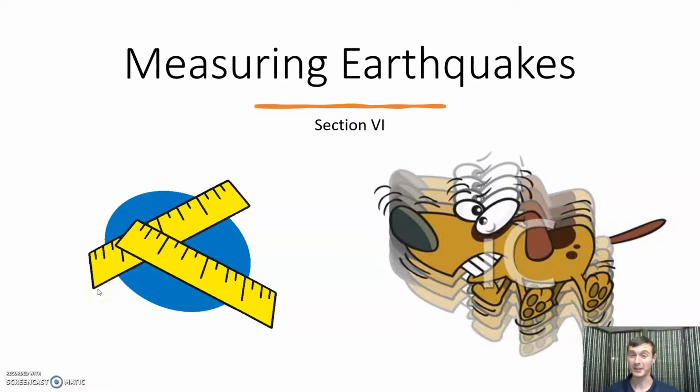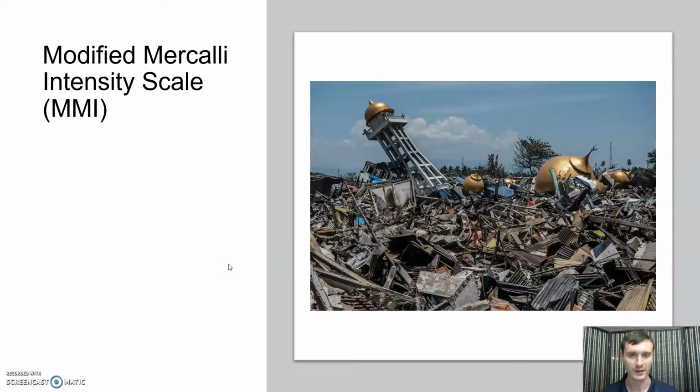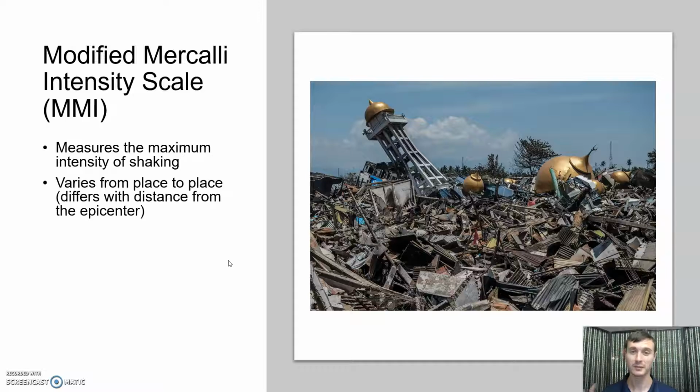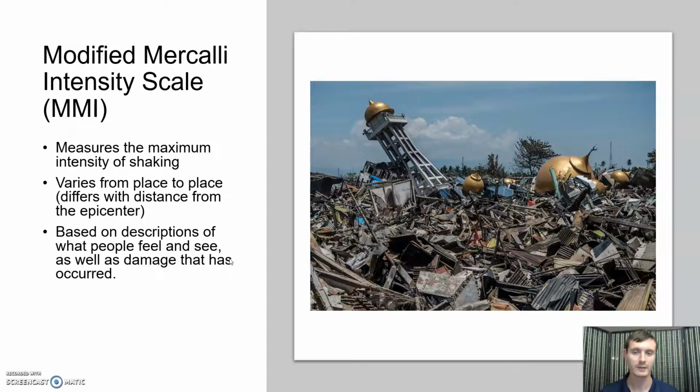Alright everybody, final section, we're going to talk about measuring earthquakes. So the first way to measure earthquakes is called the Modified Mercalli Intensity Scale. And what is this? We're looking at the maximum intensity of shaking. Now this particular scale is going to vary from place to place because there's more shaking in some spots than in others. In other words, the further away you are from the epicenter, the lower of a reading you get on the scale because there's going to be less shaking there.